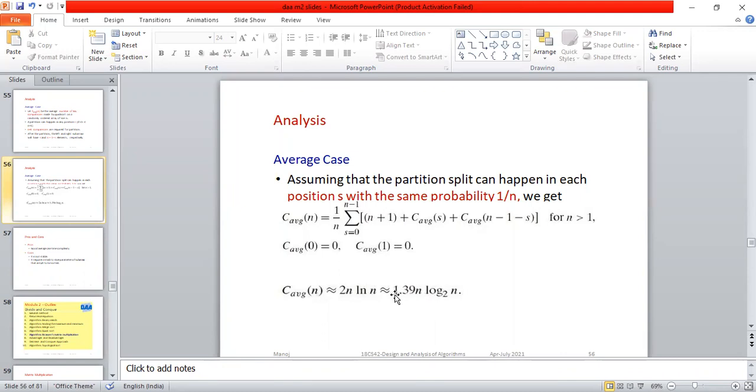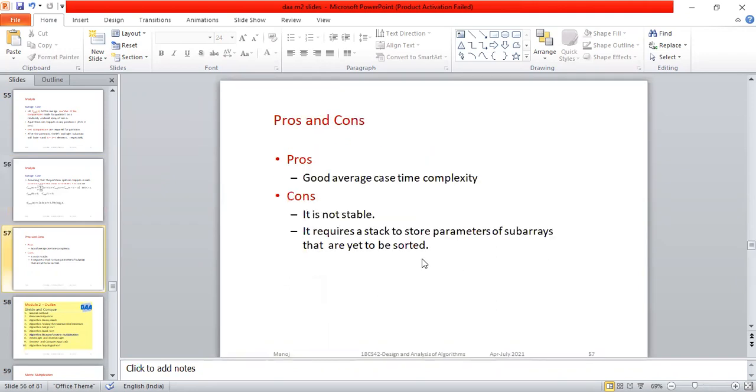1.39 will be the constant. So it is 1.39 n log n to base 2. So this is the average case.